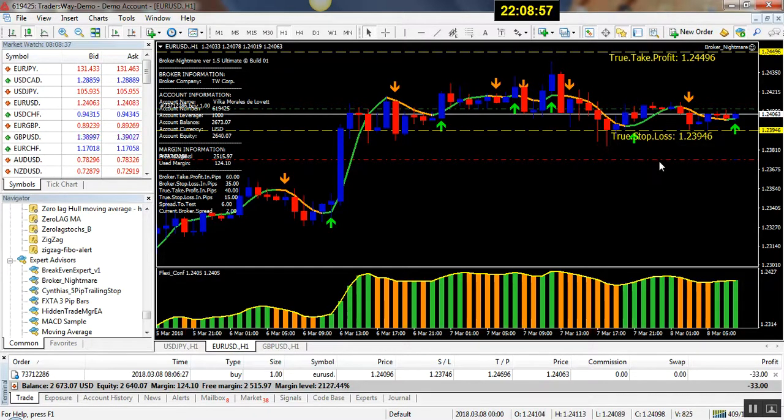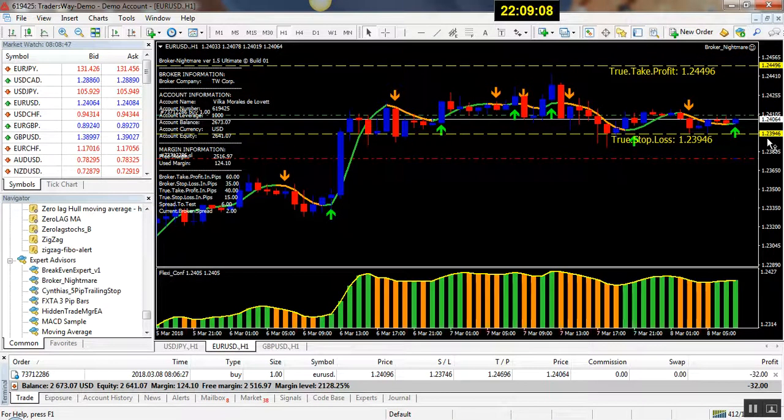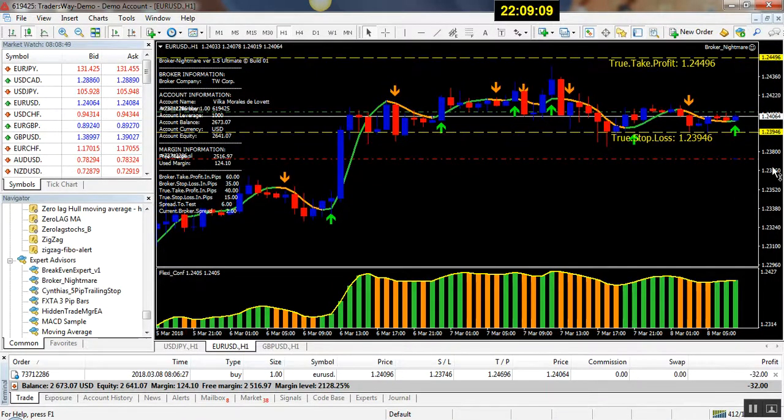And here's what the broker sees, the stop loss, just to remind you, and his take profit is up here. Broker's take profit is up there. So that's the way we have it there, and it's all ready to go.